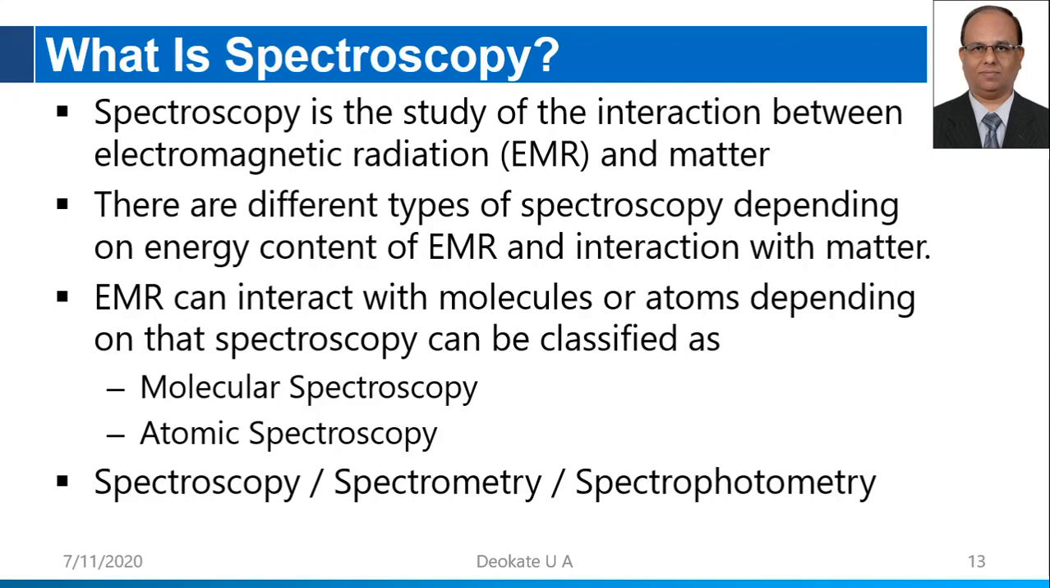Many times in spectroscopy, we use various terms like spectroscopy, spectrometry, spectrophotometry. So many times we get confused. What is the difference between these terms? In practice, the terms spectroscopy and spectrophotometry are used interchangeably, except for mass spectrometry. But the two words don't mean exactly the same thing.